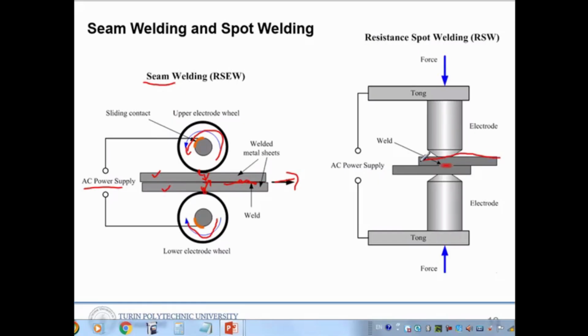On the right hand side, the spot welding example is shown. So this is welded part 1 and part number 2, and that is also a sheet. Actually we're using this one for thin plates or thin sheets to weld. We are making kind of dots using an AC power supply, and also using a force here from both sides, punching the two sheets and then making a point, so dots. That's what we call spot welding, or resistance spot welding.